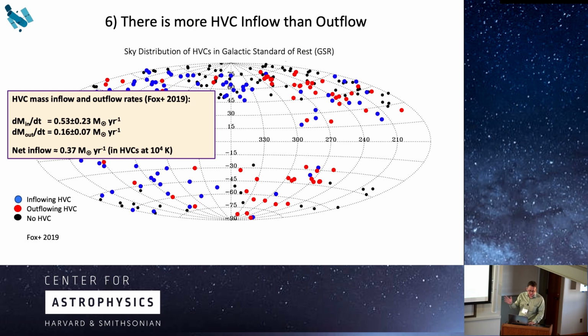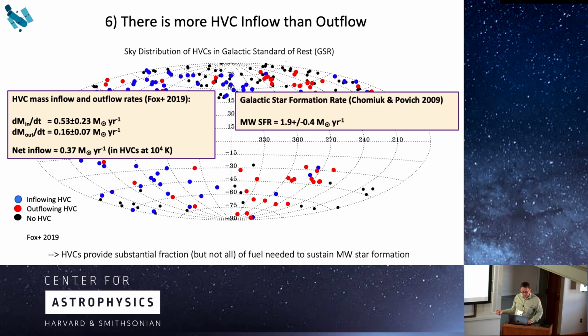We did this a few years ago, and we found about half a solar mass per year of inflow, and a much smaller amount, about 0.16 solar masses a year, of outflow. So you look at the difference, and there's a net inflow of about a third of a solar mass per year in these clouds. Is that important? Well, you can look at the star formation rate of the galaxy. That's about 2 solar masses per year. So we can see about, let's say, 0.4 out of 2. So there is some inflow that we're seeing here.